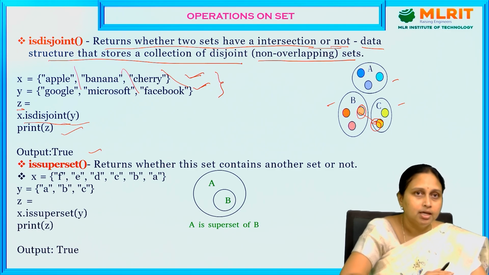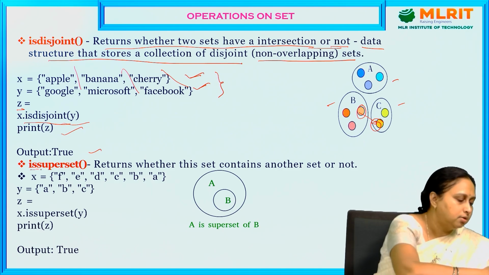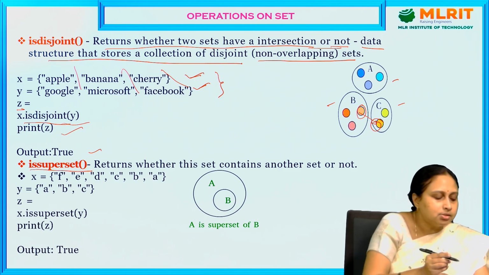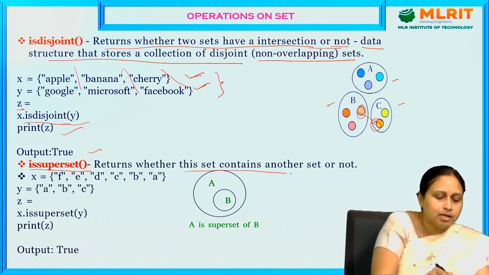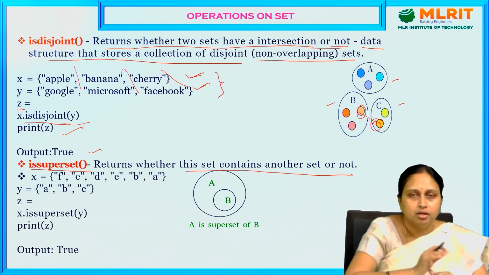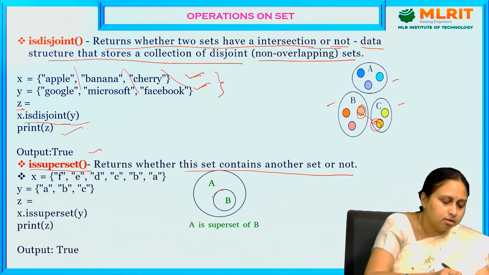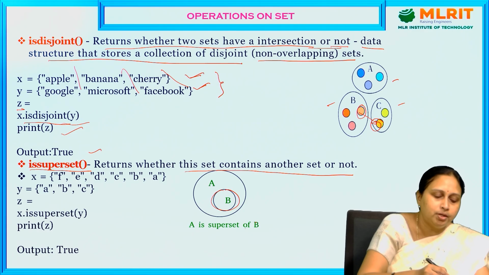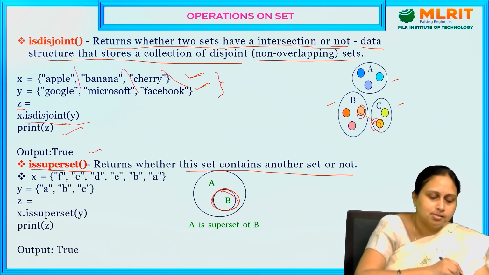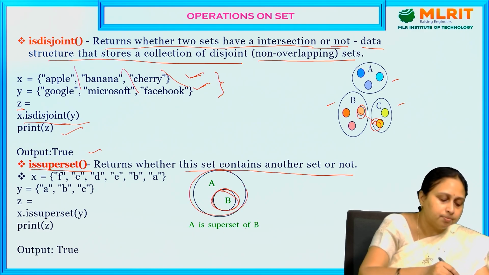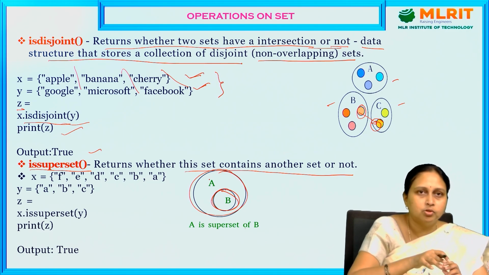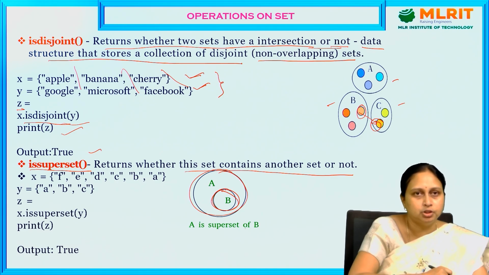The next one is issuperset. The issuperset function returns whether this set contains another set or not. One set will be containing another set or not. This is one set. A is superset of B. B is a set and A is superset of B, right? We are going to check whether the elements present in B are present in A or not. That is called issuperset. A is superset of B, right?